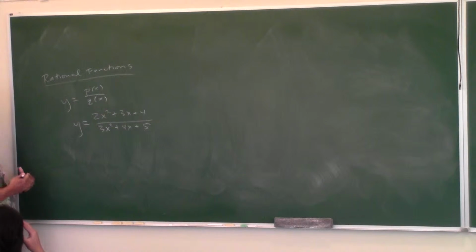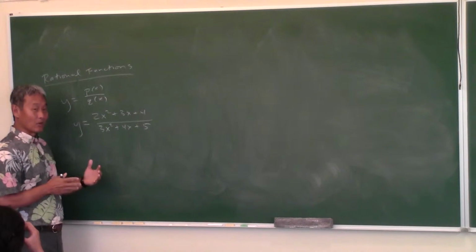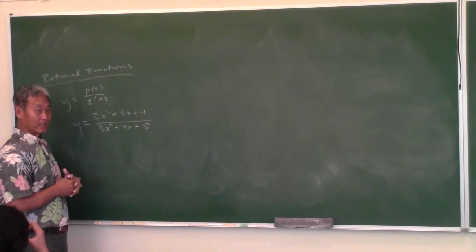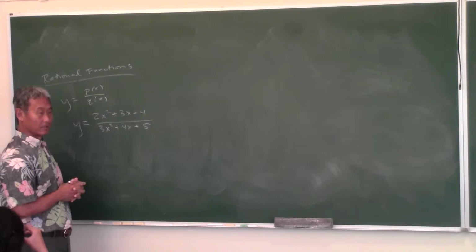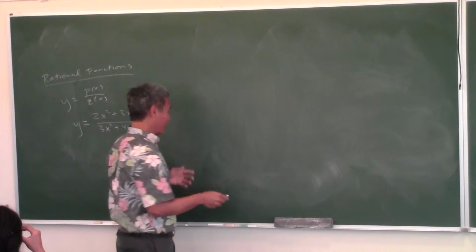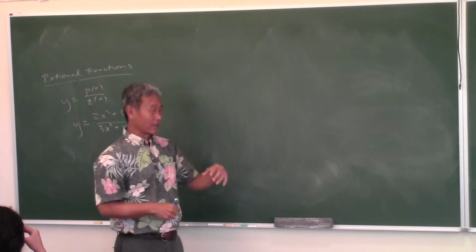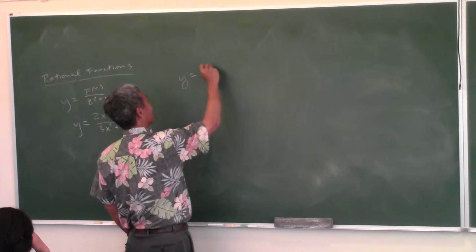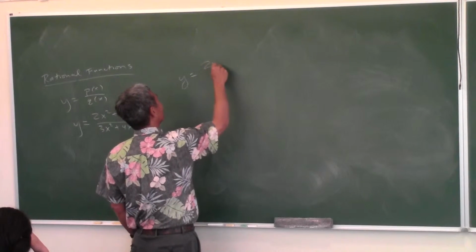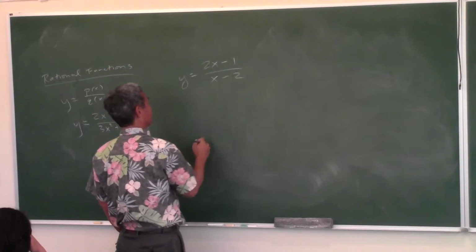Now the thing with these functions is, it's going to be kind of fun because now there are going to be asymptotes in the graph. Did you guys talk about asymptotes in 2A? Here, I'm just going to draw you a graph. You don't have to know how to graph this yet. We're going to learn that tomorrow. But I'm just going to show you an example of a rational function. Let's do an easy one: 2x minus 1 over x minus 2.